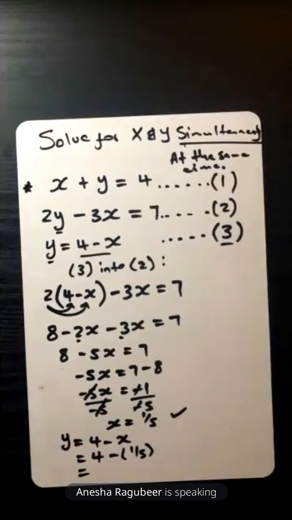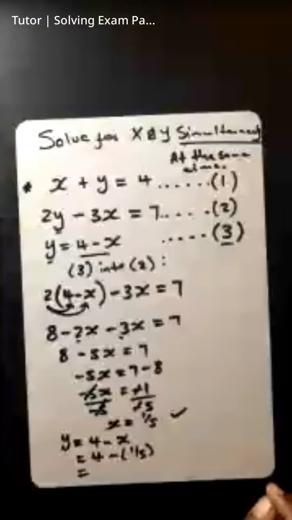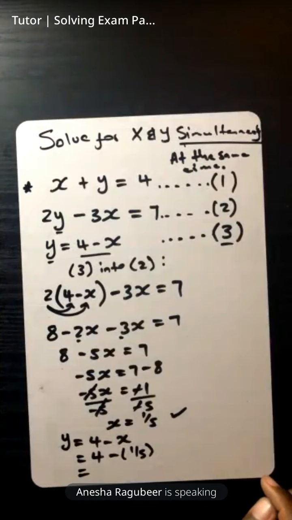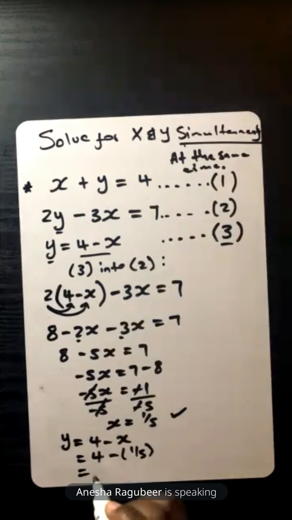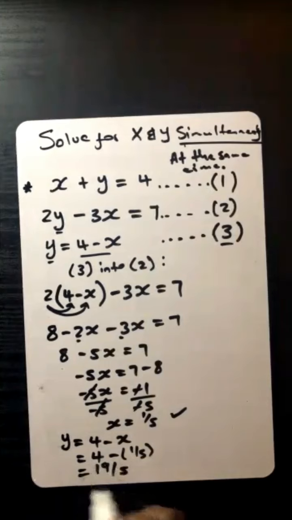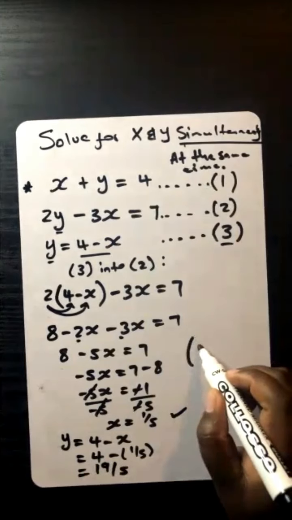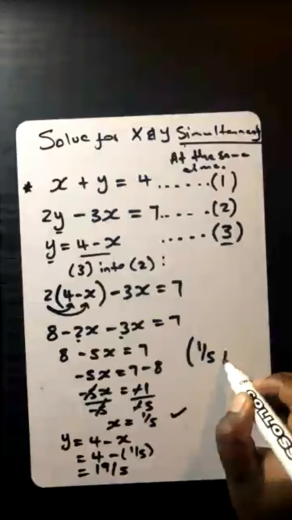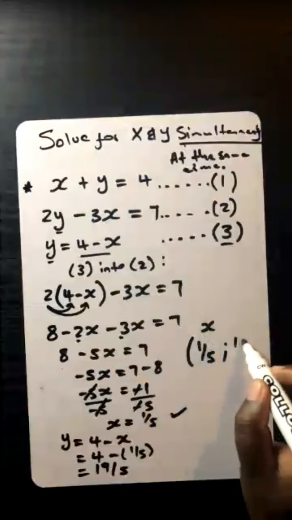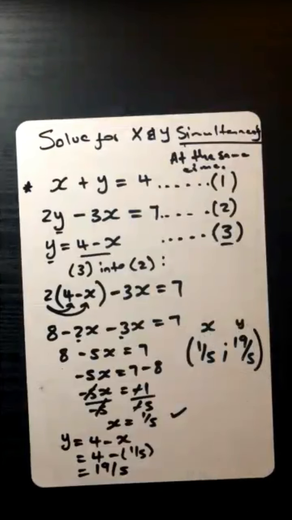So y value is 19 over 5, which is impressive. You can just leave it there in that fraction. And in the end, you say 1 over 5 being the x and 19 over 5 being the y.